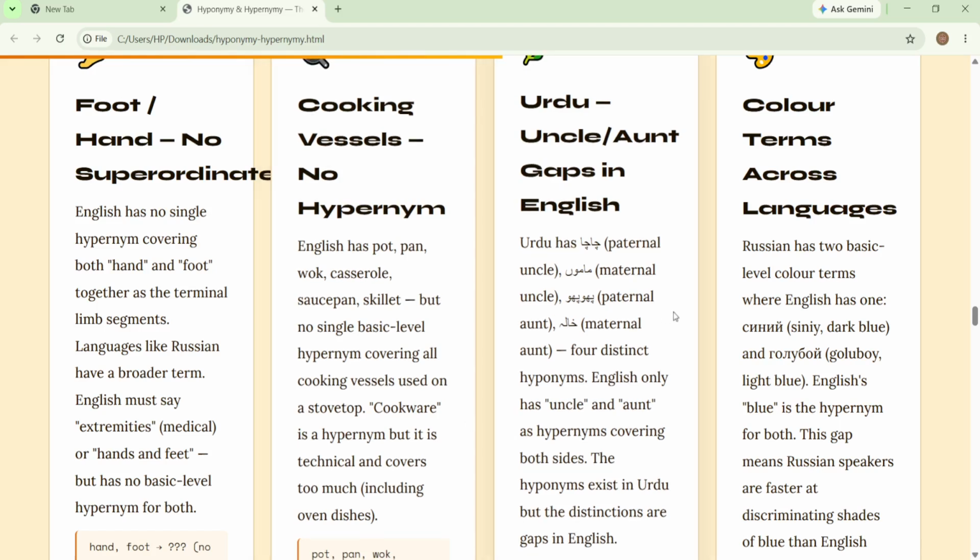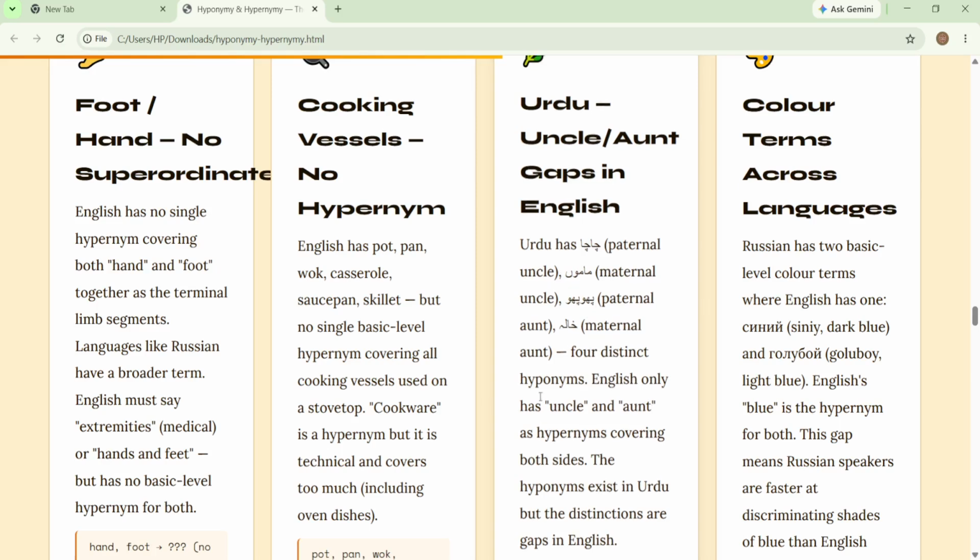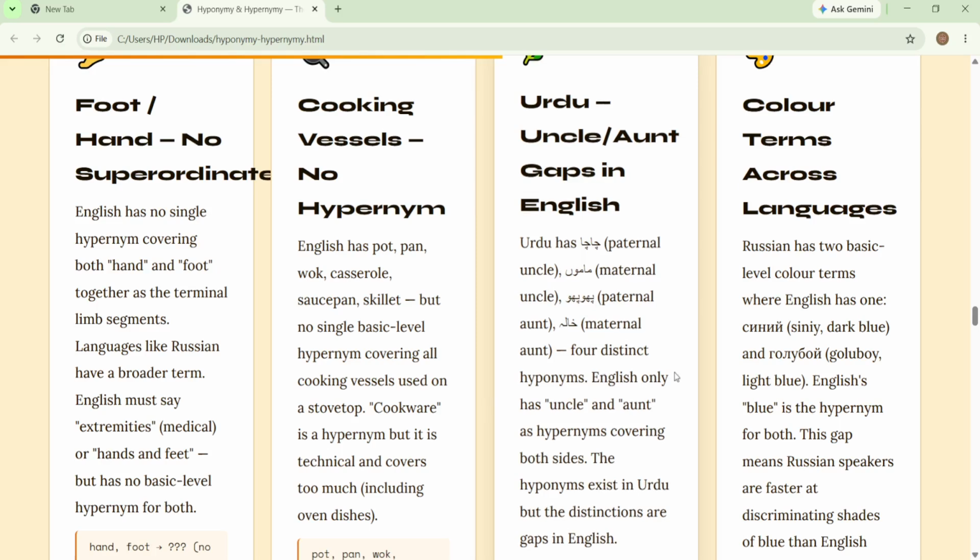Then Urdu, uncle, aunt gap in English. We have already discussed it many times, that Urdu has more semantic categories and more specific terms as compared to us. So Urdu has chacha, paternal uncle, mamu, maternal uncle, phupho, paternal aunt, khala, maternal aunt. Four distinct terms. English only has uncle and aunt, covering both sides. The terms exist in Urdu, but the distinctions are a gap in English.